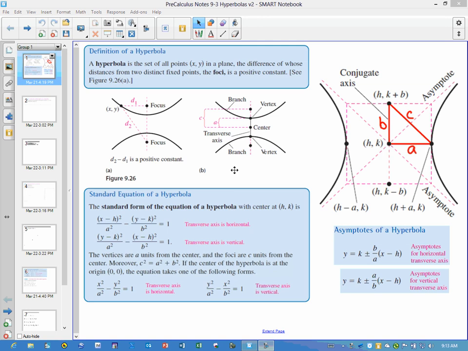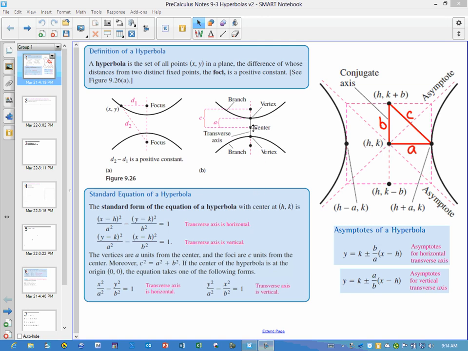Now our terminology does change a little bit from the ellipse to the hyperbola. What we used to refer to as the major axis, which in this case is going to be straight up and down, we refer to as the transverse axis when we're talking about the hyperbola. So it's a major axis for the ellipse, transverse axis for the hyperbola. It is going to be the line that includes the center, both of the vertices, and both of the foci.